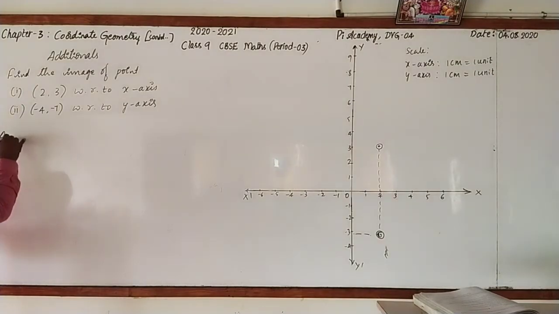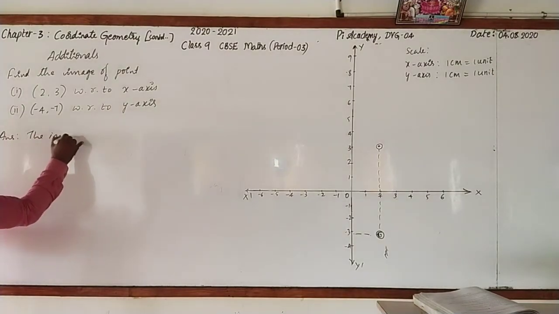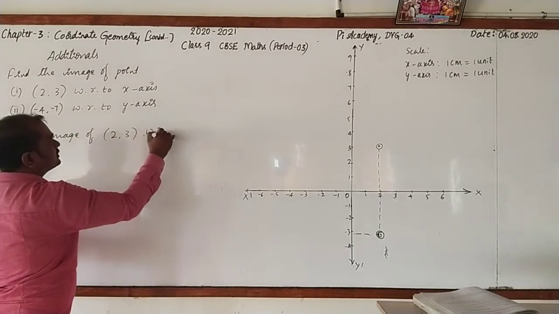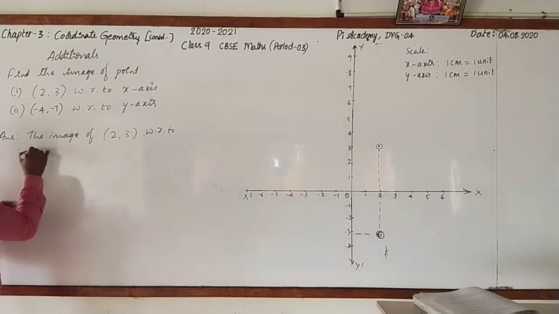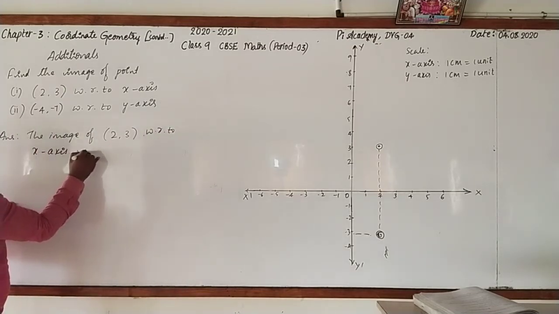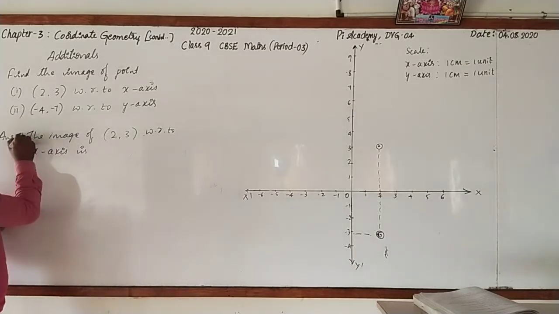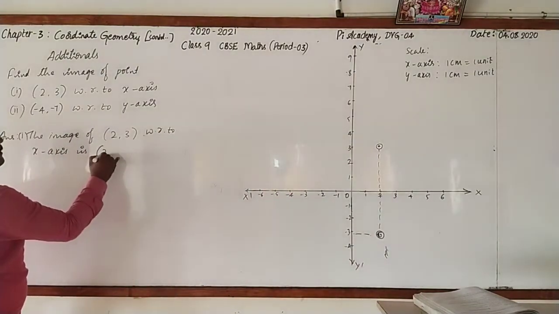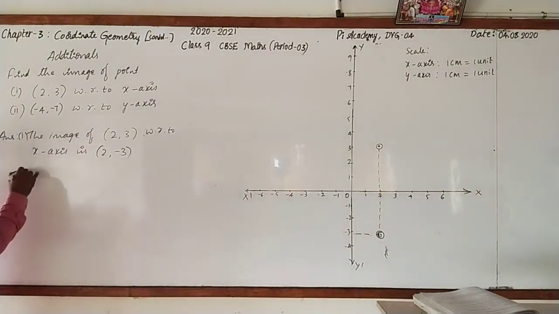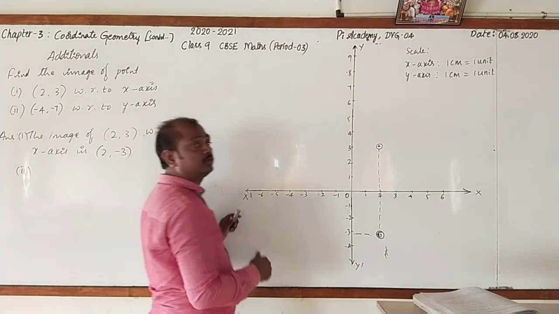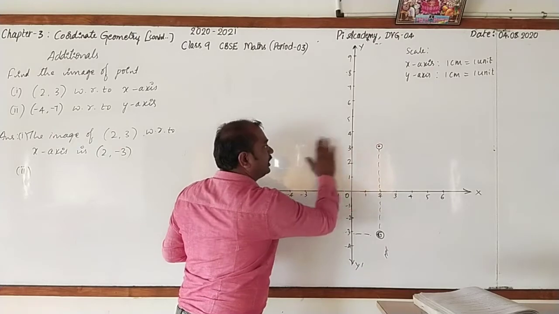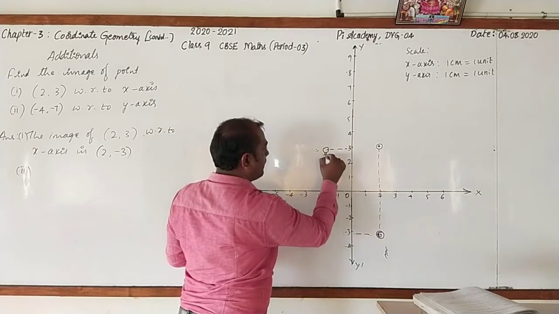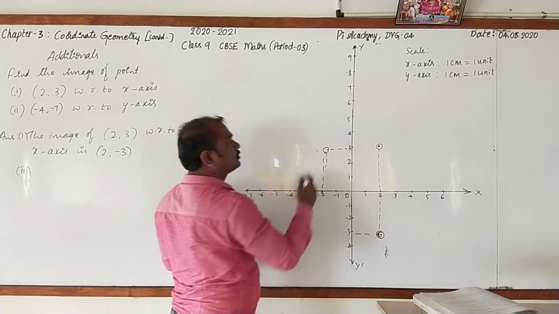So here I'll write the answer. The image of 2, 3 with respect to x-axis is what it is? It is 2, -3. Now, suppose if it is with respect to y-axis, what you would have written? Look here. The point that comes in 2nd quadrant. Here. Look here. This will be -2, 3.